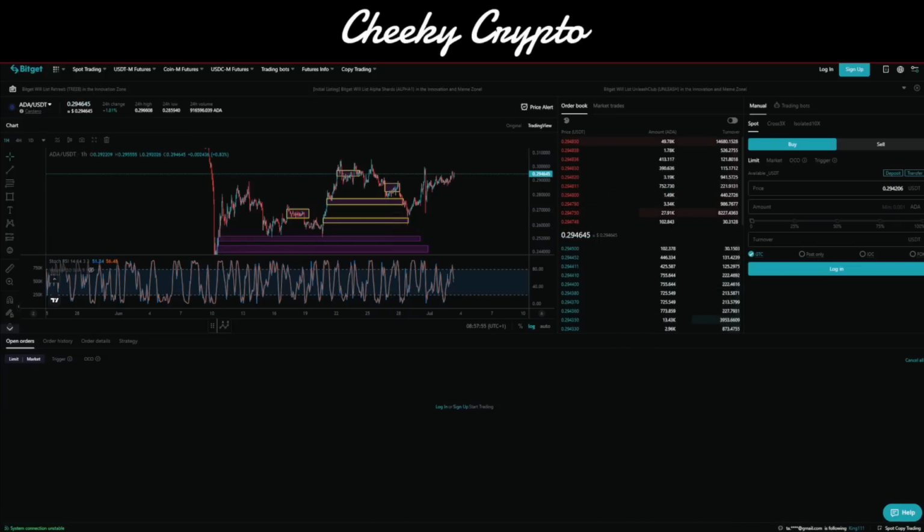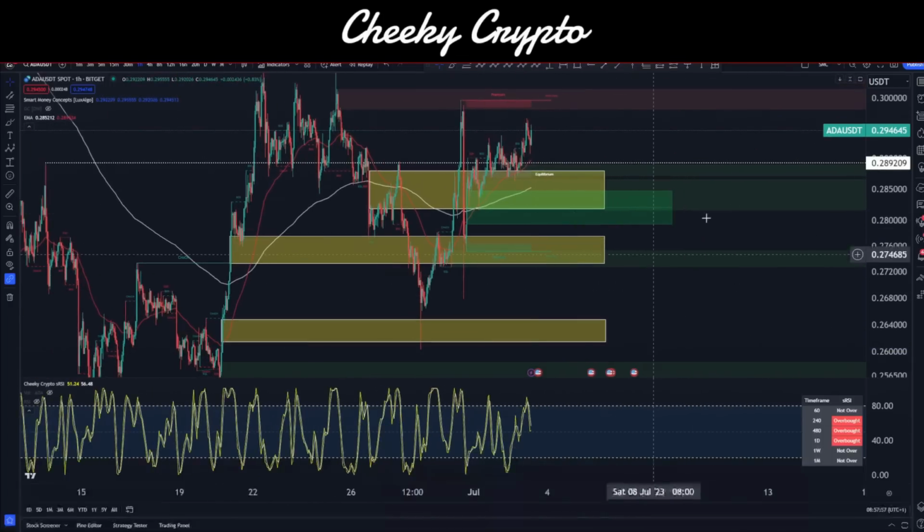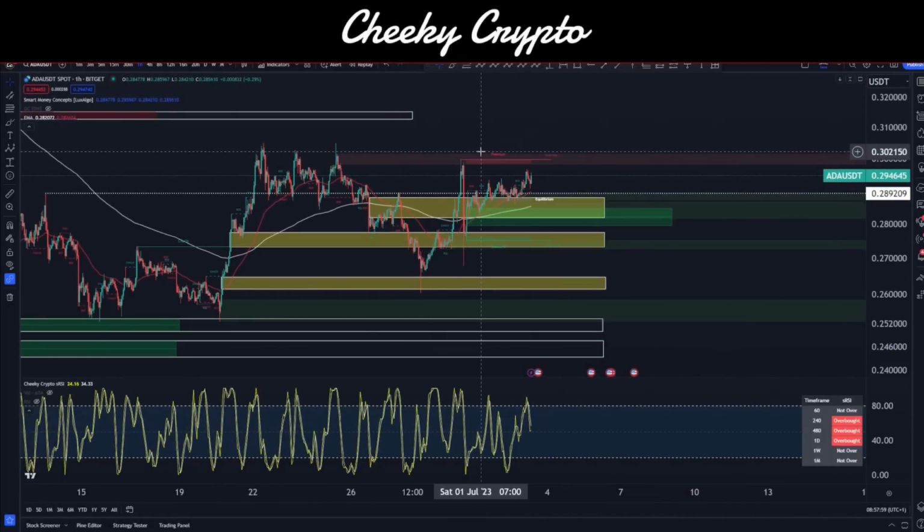Let's jump back down into the charts, right? So as we can see, we filled out the fair value gaps and we started to move back to the upside. Healthy correction, and then we're starting to see this push back up. Now, as I said, it's still possible that we push up a tiny bit further up here.